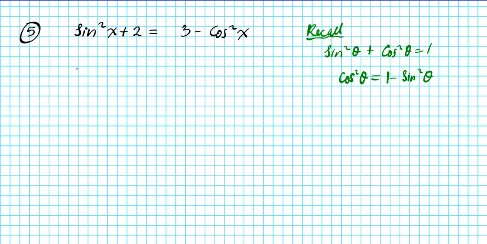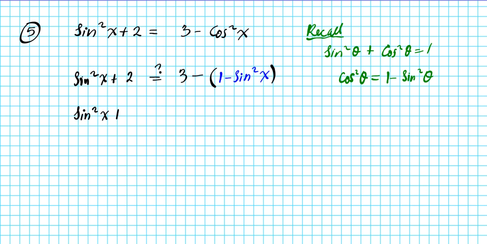Okay, so let's bring down the left side. Is sine square x plus 2 equal to 3 minus, so we take out the cosine and replace it with what it's equivalent to, which is 1 minus sine square x? Is this a true statement? Is this left side equal to the right side? Well, let's simplify it further, okay?